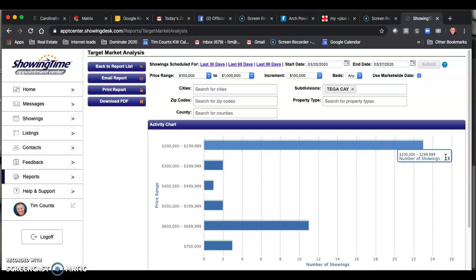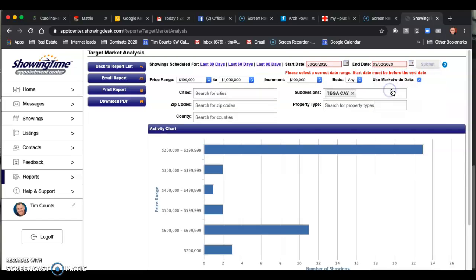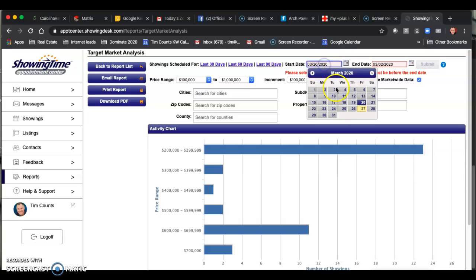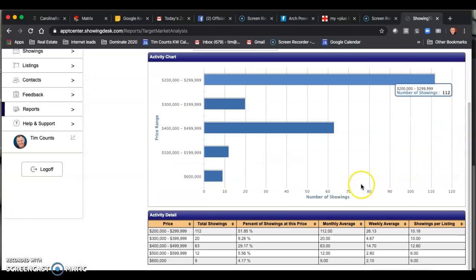Now for an expired, let's say somebody just expired recently. How does this conversation pertain? Let's say their expiration date was March the 2nd. And let's go back here to February 2nd. Let's do our month again. Submit. Now, how does this help?